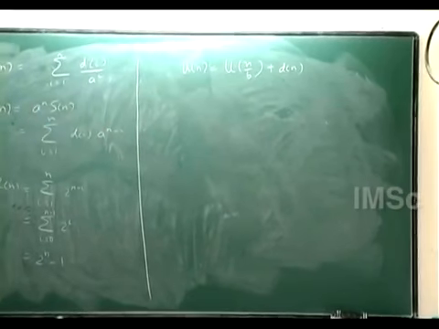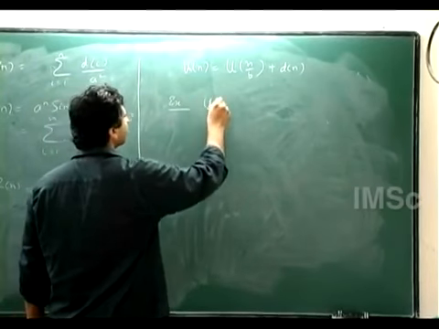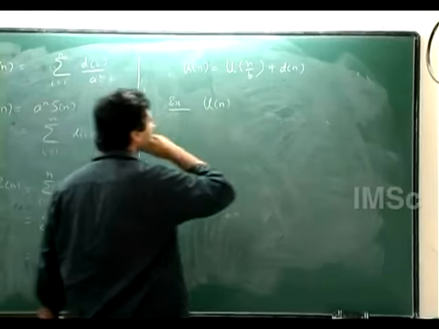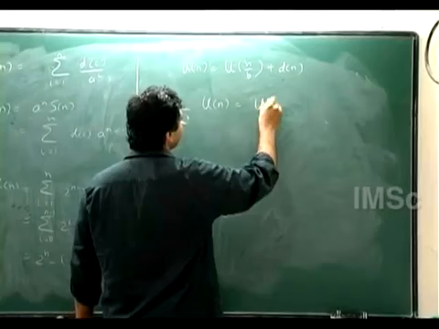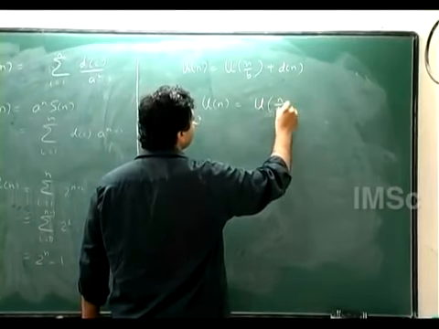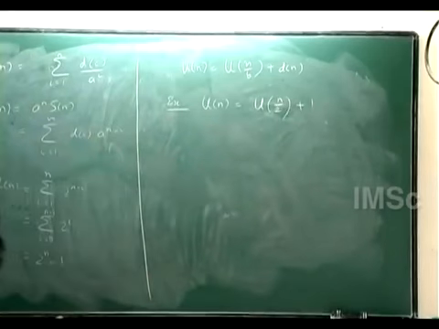Binary search, right? So for binary search, to search for a number in a sorted array of size n, you have to search in a sorted array of size n by 2 plus one comparison to the midpoint.